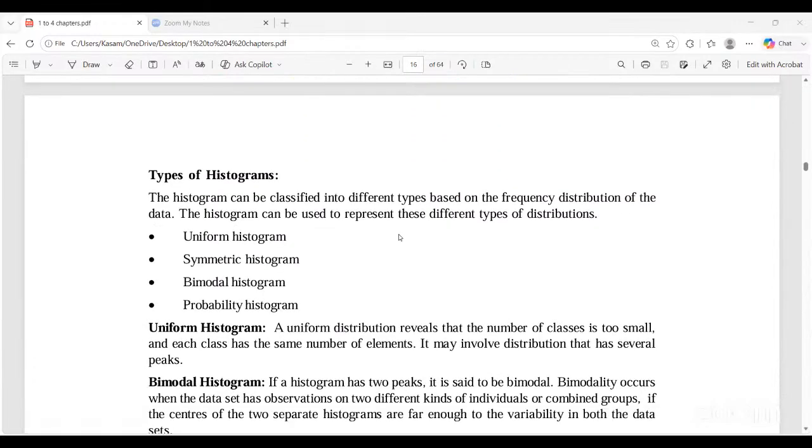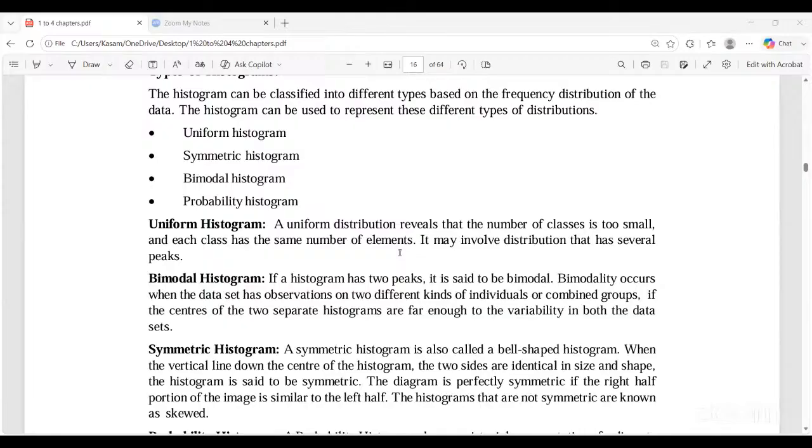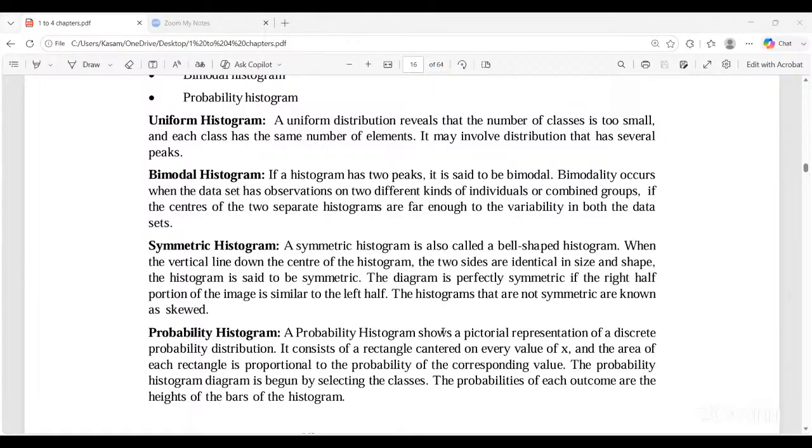So types of histogram: uniform histogram, symmetric histogram, bimodal histogram, probability histogram. So uniform histogram is uniform distribution. It reveals the number of classes is too small, and each class the number of elements. It may involve distribution with several peaks. Bimodal also here, two peaks. The bimodality occurs in the data of the observation. Two different kinds of individual or combined groups we are taking here. The centers of the two separate histograms.